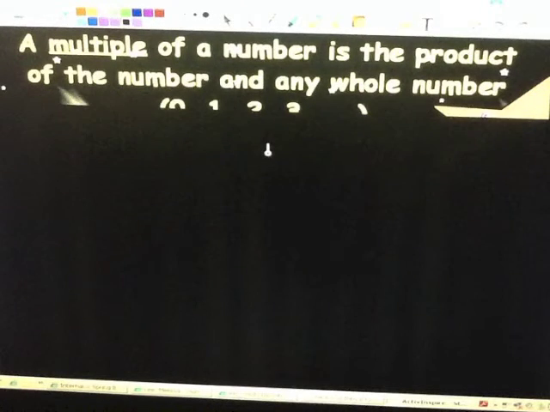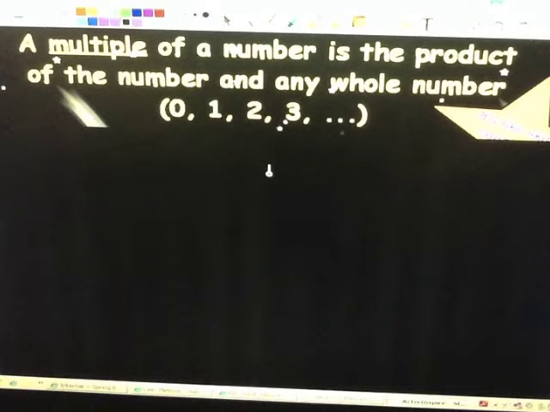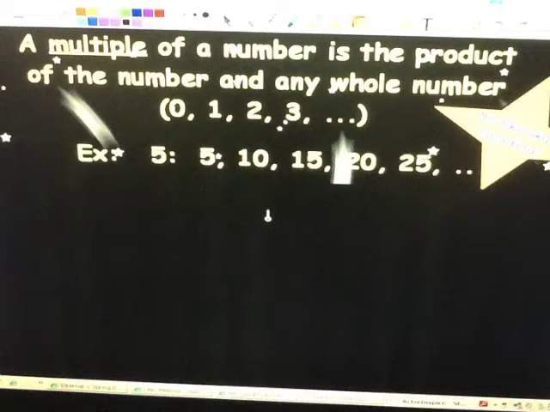Okay, so to start with, a multiple of a number is the product of the number and any whole number. For example, if you take 3 and you multiply it by 1, it equals 3. Well, 3 is a multiple of 3. 3 times 2 is 6. Well, 6 is a multiple of 3 as well. So it's kind of like skip counting. So if you wanted to list the multiples of 5, you would just skip count by 5s. 5, 10, 15, 20, 25, etc.